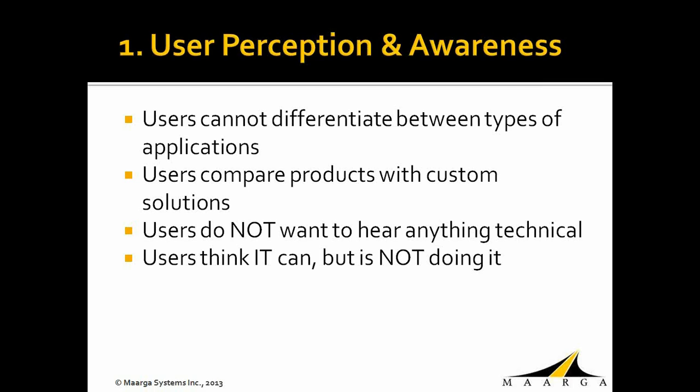Users do not want to hear anything technical. We cannot say that the view is being indexed. We cannot say that the FT index is not built. We cannot say the view column is categorized. These are things that the user does not want to hear.